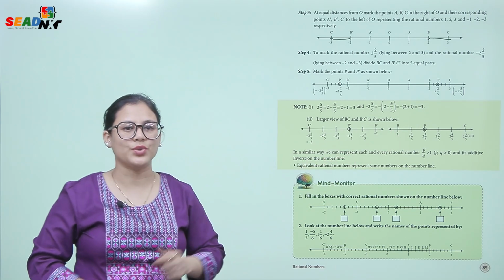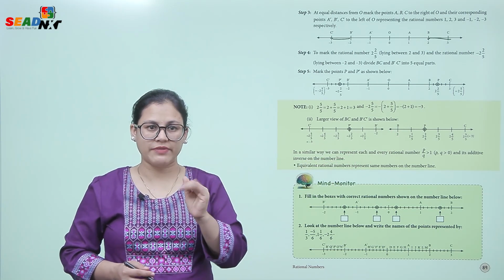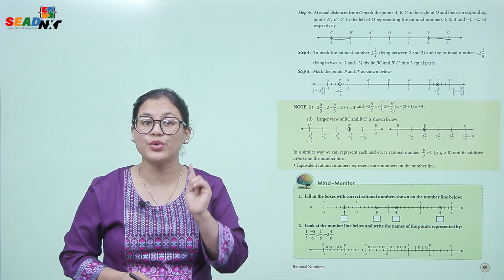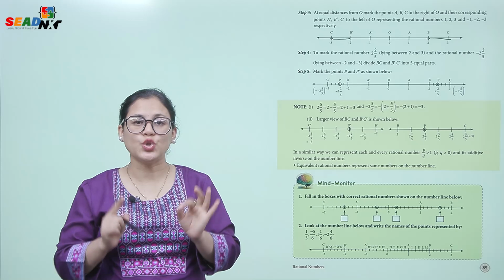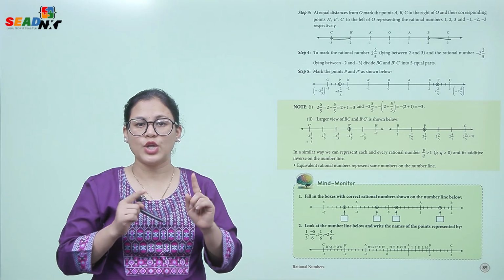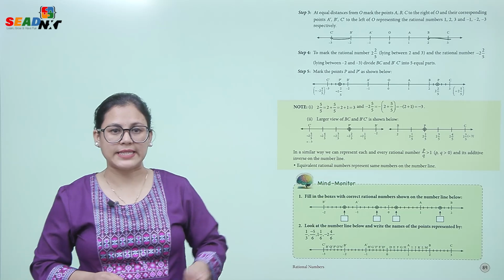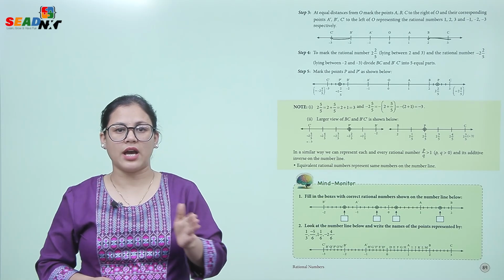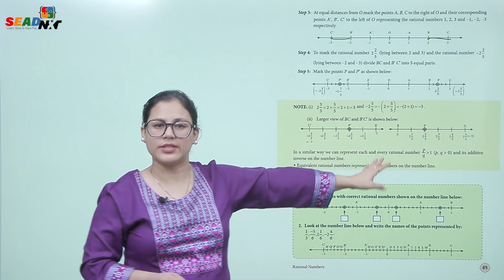Okay, note 1, 2 whole 5 by 5 is equal to 2 plus 5 by 5, which is equal to 2 plus 1, which is equal to 3, and minus 2 5 by 5 is equal to minus, then in bracket 2 plus 5 by 5, which is equal to minus 2 plus 1, that is minus 3. 2, larger view of BC and B dash C dash is shown below. This larger view of BC and B dash C dash is given to you here.